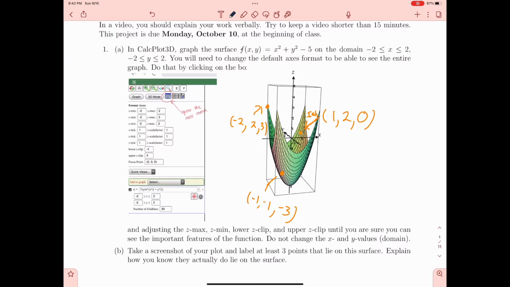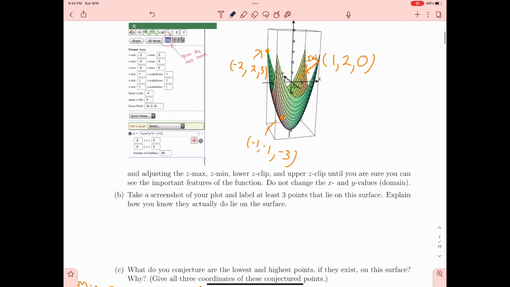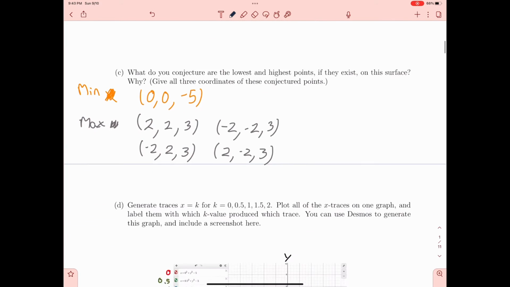Negative 2, 2, negative 1, negative 1, and 1, 2, those are all points that lie within our domain. So we have that going for us. So we then plug them all into our original function, x squared plus y squared minus 5, to get our respective z values. And plugging in these respective values gives us our z values of 3, negative 3, and 0, which means they all lie on the graph.